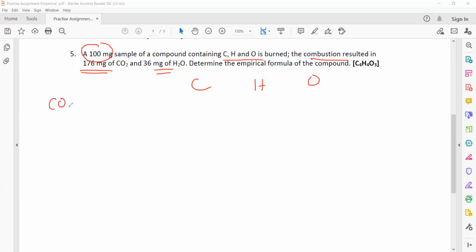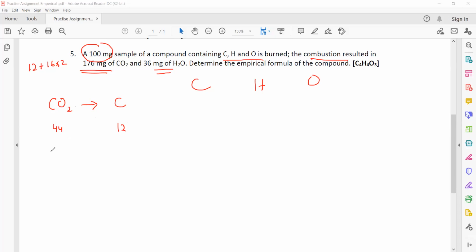You can see that one molecule of carbon dioxide has one carbon. What is the total mass of carbon dioxide? Carbon is 12 plus oxygen is 16 times 2, so it will be 32. So 32 plus 12 is 44. It means if we have 44 grams of carbon dioxide, it will have 12 grams of carbon, because one molecule of carbon dioxide has a mass of 44 and that contains 12 grams of carbon.